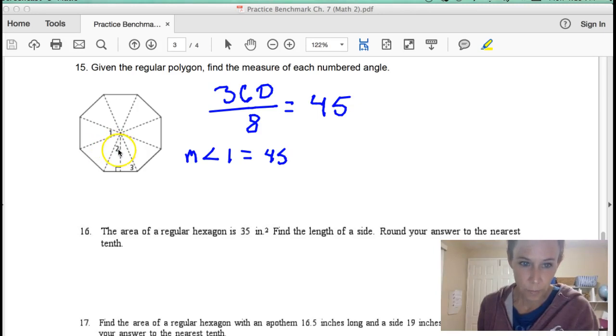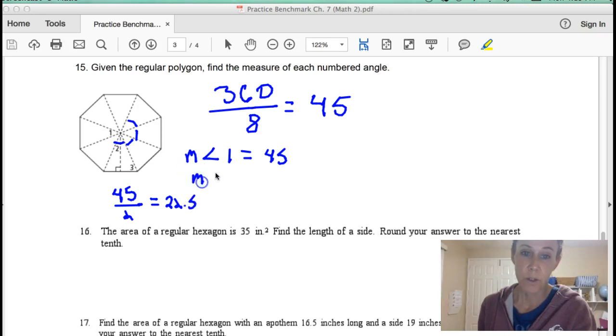Let's look at angle 2. Angle 2, since each of these are 45 degrees, they're all 45, and this one's cut in half. This would be the apothem right here. It's cut in half. Angle 2 is just going to be 45 degrees cut in half. So if I take 45 and divide it by 2, I'm going to get 22.5. And that will be the measure of angle 2. So the measure of angle 2 is going to be 22.5 degrees.